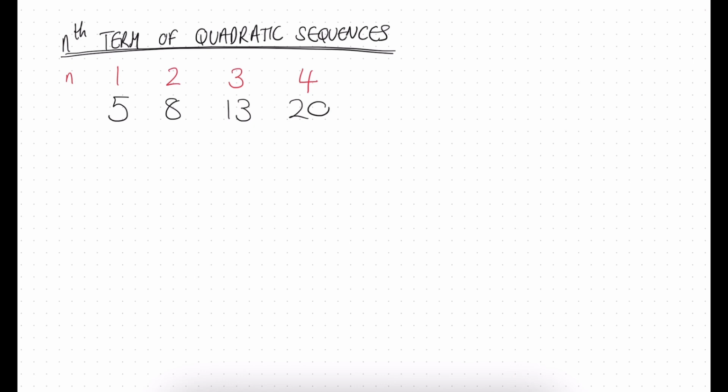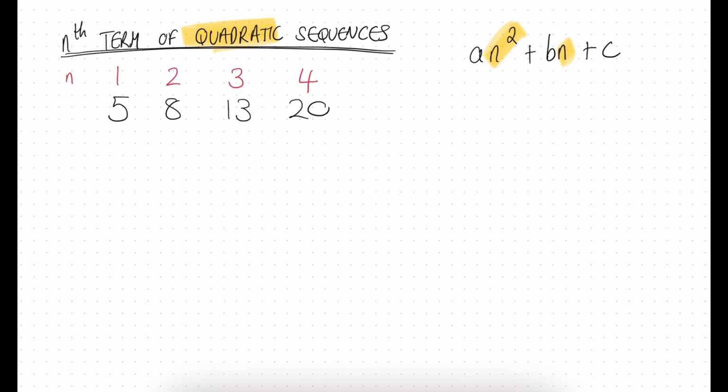So the formula that you need to think about is this: an squared plus bn plus c. Now, all that means is that your nth term this time, because it says quadratic, is going to have an n squared. There's going to be a number before another n, usually, not always, but usually. And then there's just going to be another number at the end, which is this c.